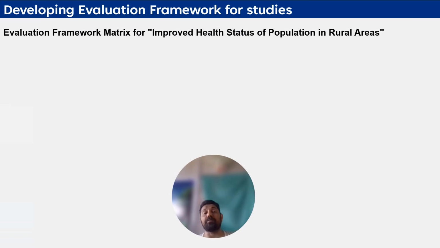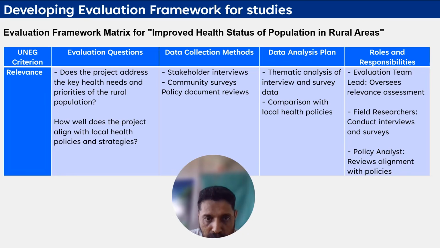So, evaluation framework matrix, for example, improved health status of population in rural area. This is a project, improved health status of population in rural area. We are developing an evaluation framework for that. So the first one, as I showed you in the table, the evaluation criteria is relevance. For this, our evaluation questions would be like these. Does the project address the key health needs and priorities of the rural population? That would be the key question.